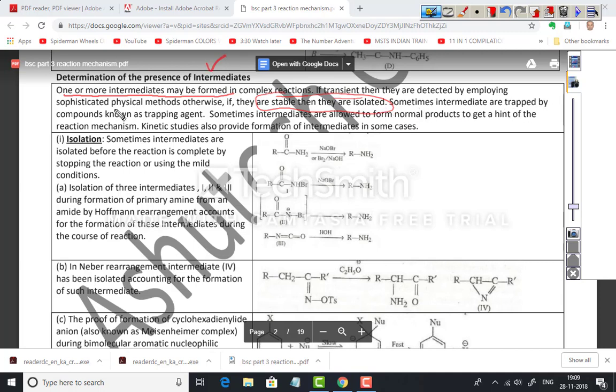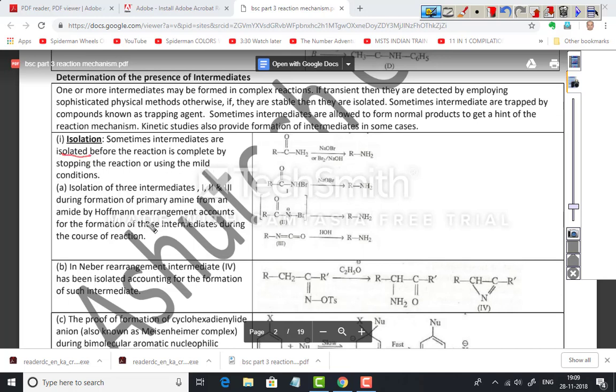Sometimes intermediates are trapped by compounds known as trapping agents. Sometimes intermediates are allowed to form normal products to get a hint of the reaction mechanism. Kinetic studies also provide evidence for the formation of intermediates in some cases. First of all, we want to isolate them. Sometimes intermediates are isolated before the reaction is completed by stopping the reaction or using mild conditions. So we need to arrest the reaction, only then can we isolate it.